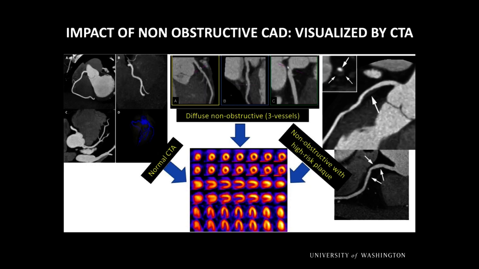I will say, if you're getting the nuclear stress test and you're able to exercise the patient, you also get very valuable prognostic information that we're not getting with CTA. So it's somewhat of a trade-off: the CTA gives you more idea of atherosclerotic burden, but you lose the functional component that you get with exercise.